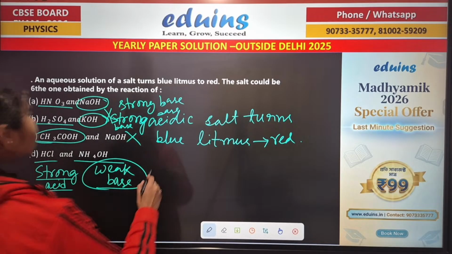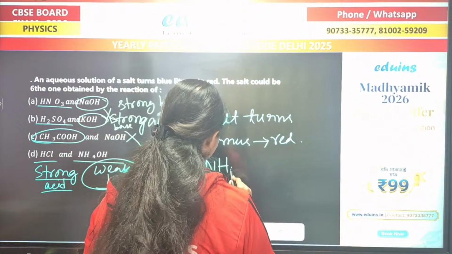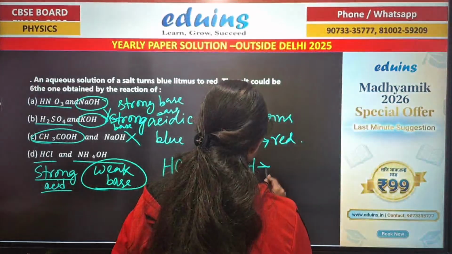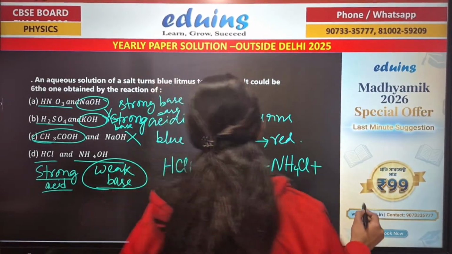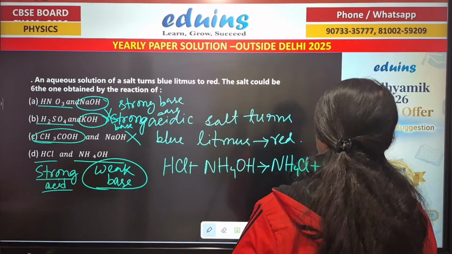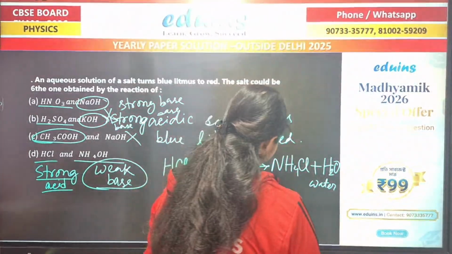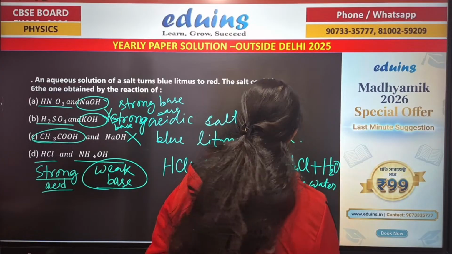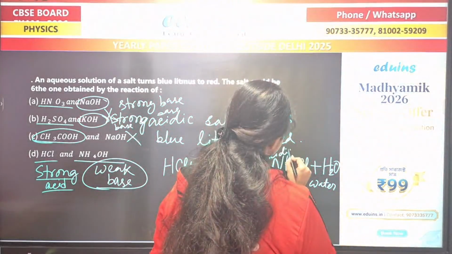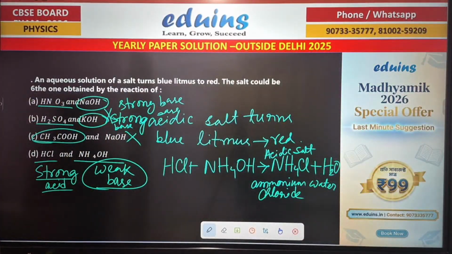So what will be the reaction? HCl plus NH4OH produces NH4Cl and H2O. Water and ammonium chloride, which is an acidic salt that can turn blue litmus to red. Is it clear to all of you? Okay.